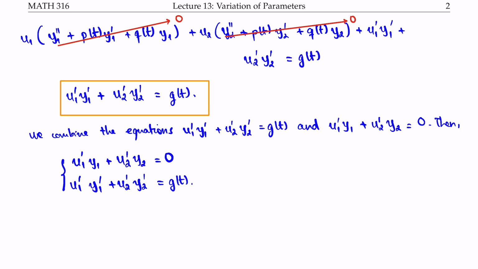Now the next step is that we need to find the representations of u1 and u2. Either you can use substitution or the elimination method to solve for the solutions of the system, at least for u1 prime and u2 prime. But what I'm going to do is turn the system of equations into a matrix-vector form. This is the knowledge that you have from linear algebra.